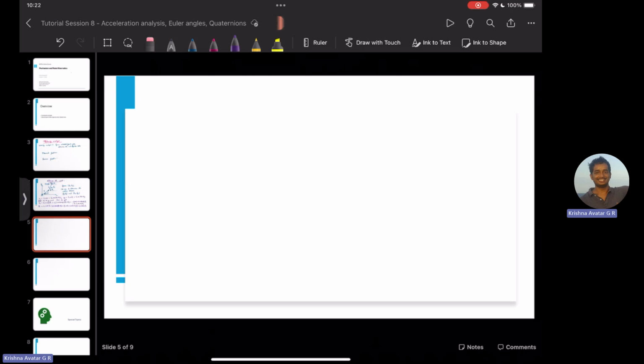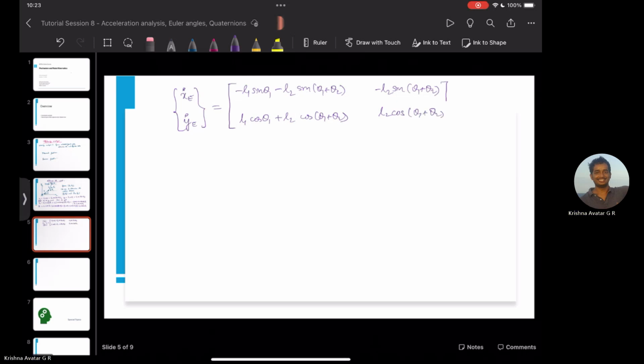let's form a matrix equation out of both these equations. So this gives us xe dot, ye dot, and this will be equal to, so we have minus L1 sine theta 1 minus L2 sine theta 1 plus theta 2, and here we had minus L2 sine theta 1 plus theta 2, and for ye dot we had L1 cosine theta 1 plus L2 cosine theta 1 plus theta 2, and here we have L2 cosine theta 1 plus theta 2, and this is theta 1 dot, theta 2 dot, right?